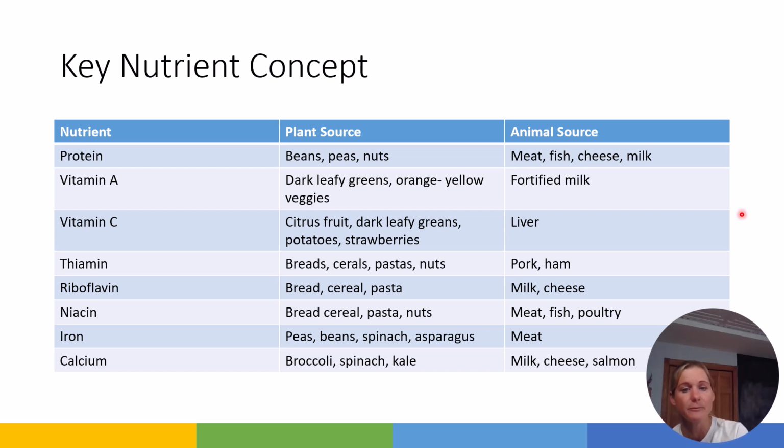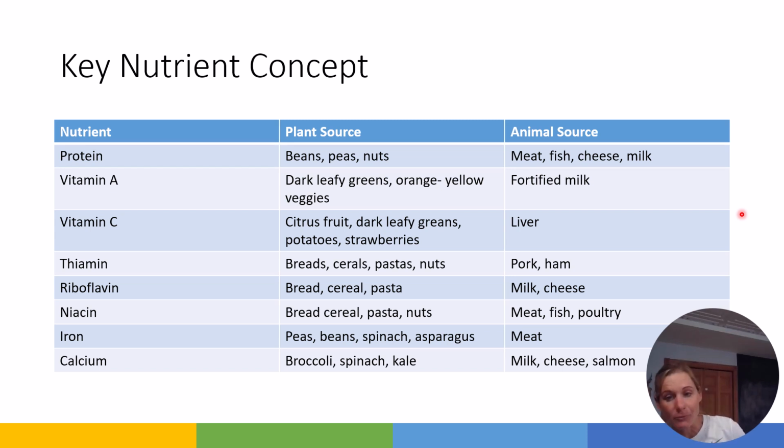Okay, so other things for vitamin A include orange or yellow veggies, such as a bell pepper, and fortified milk from animals. Vitamin C: any of your citrus fruits, so oranges, lemons, and limes. Again, dark leafy greens, potatoes, and strawberries fit in here. Animal source: liver. We go to thiamine. You can look at breads, cereals, and pastas, so a lot of them will have that thiamine, and nuts as well. We look at animal sources: pork and ham.